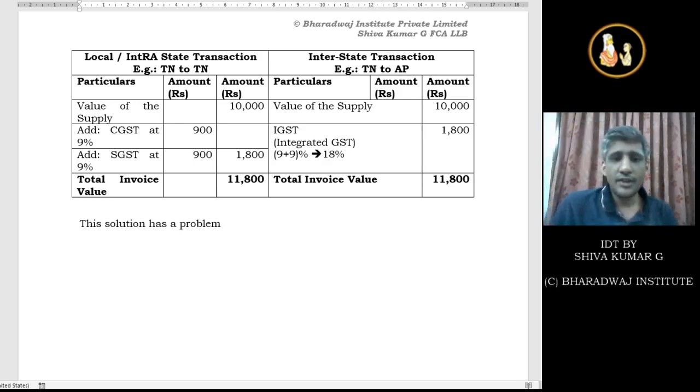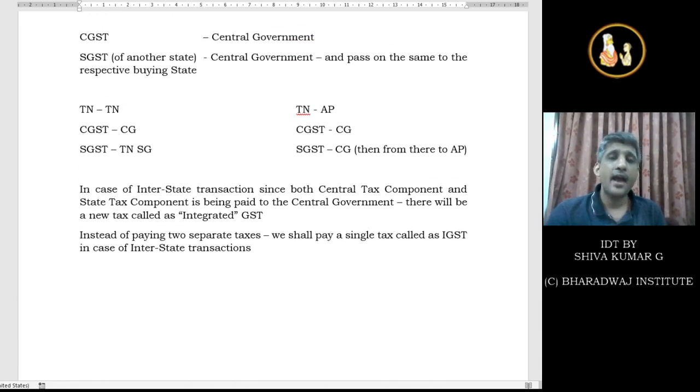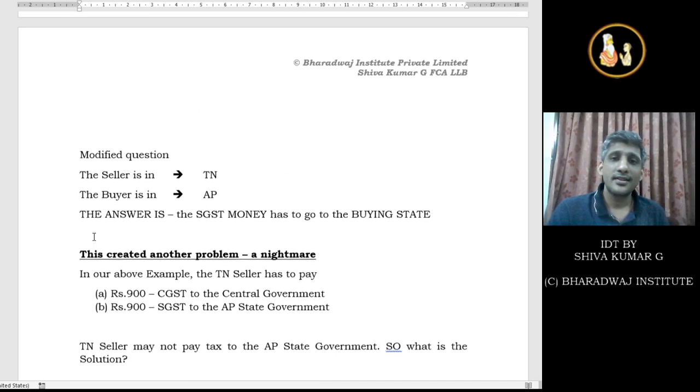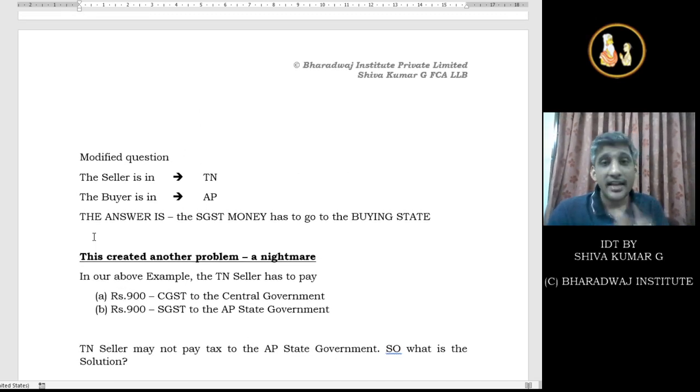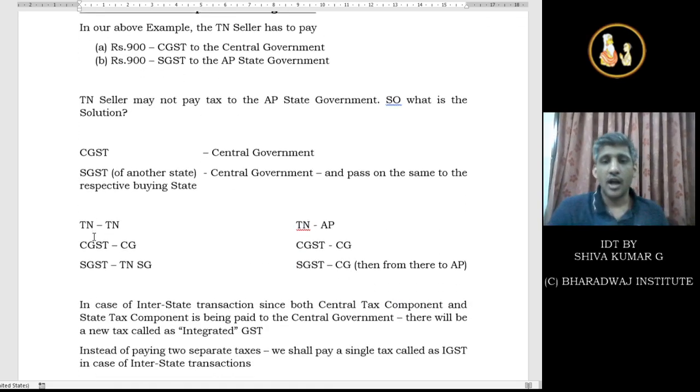Okay. This solution has a problem. First of all, this solution was a solution to another problem. What problem? How will I pay money to the buying state? Via the central government. Now, paying money to the buying state was a solution to what problem? Should the money go to the selling state or the buying state? That question came because two states were involved. For that question, the answer was the buying state. The buying state created a problem: how will the money go? The money goes via the central government. The central government created IGST. Now I need to pay IGST to the central government.